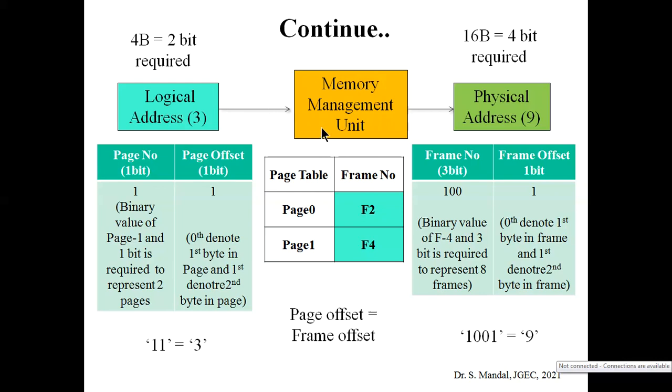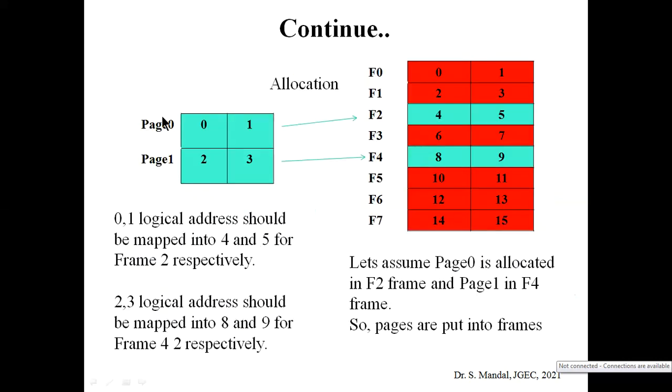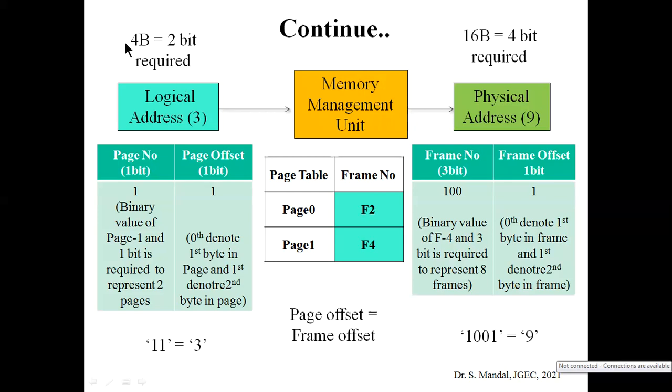By using only 2 bits, like 00, 01, 10 and 11, we can indicate 4 different logical addresses. So basically this can be indicated by 00, this one 01, this one 10, and this is 11. Okay, so we need 2 bits to represent a logical address.